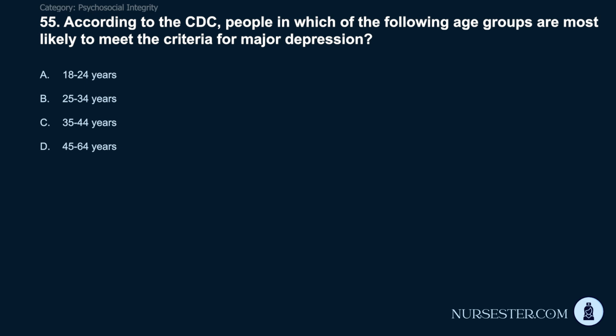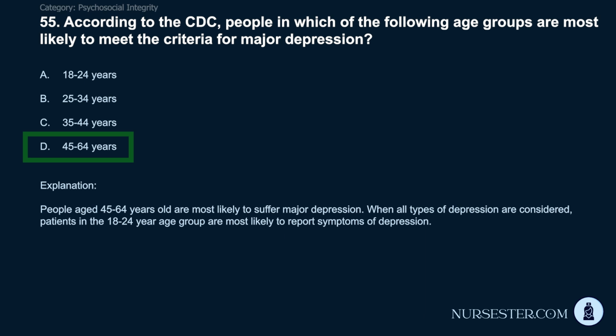B. 25 to 34 years. C. 35 to 44 years. D. 45 to 64 years. Correct answer: D. 45 to 64 years. People aged 45 to 64 years old are most likely to suffer major depression.